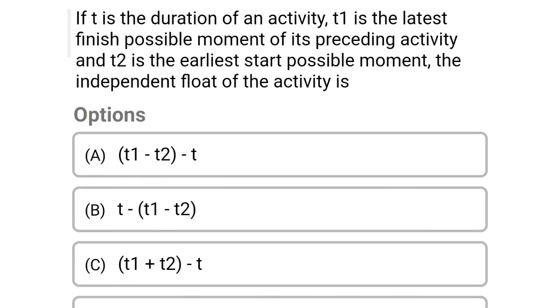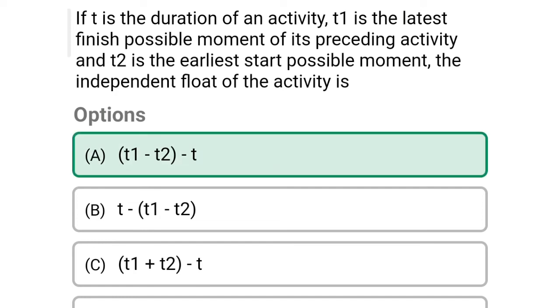So next question, if T is the duration of an activity, T1 is the latest finish possible moment of its preceding activity and T2 is the earliest start possible moment, the independent float of an activity is option A, T1 minus T2 minus T, option B, T minus T1 minus T2, option C, T1 plus T2 minus T, option D, T plus T1 minus T2.